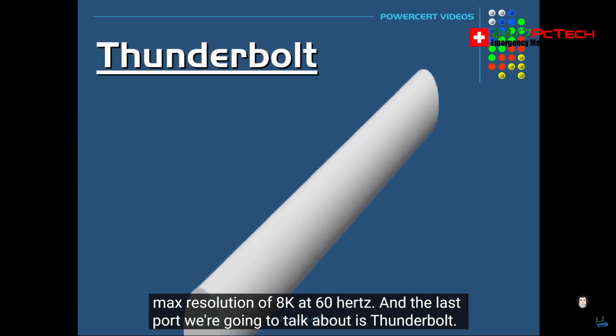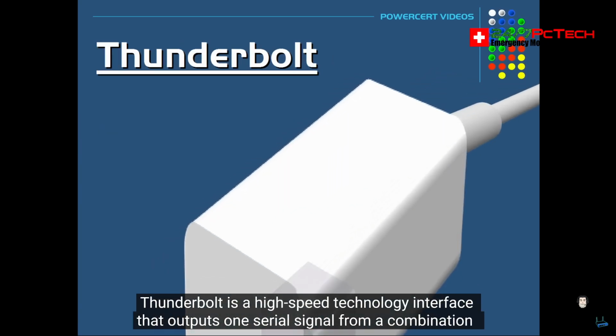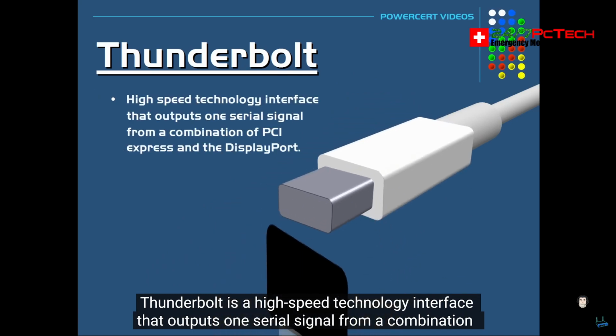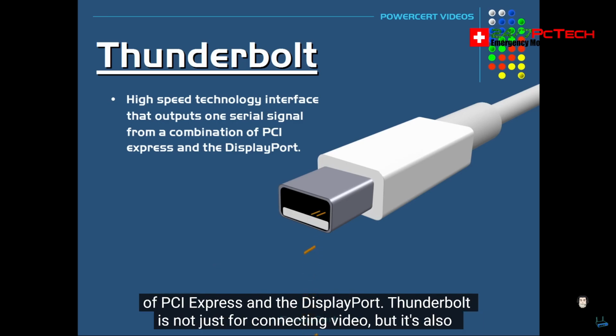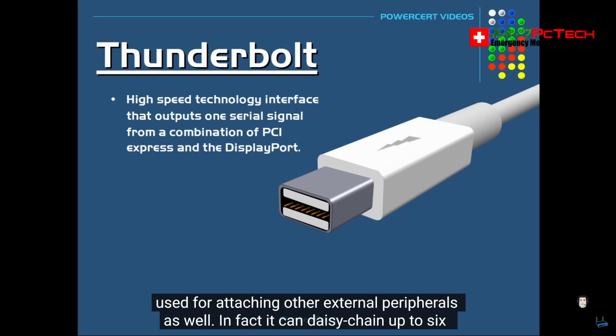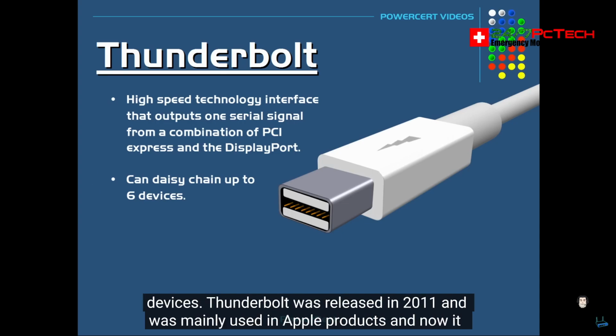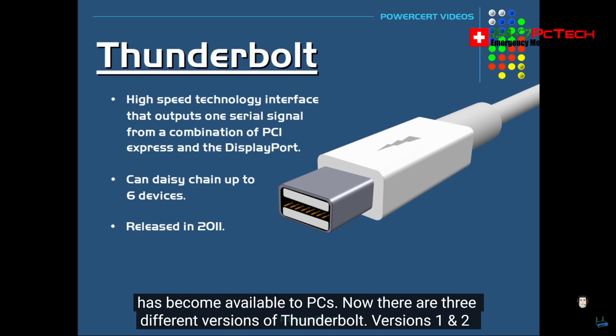And the last port we're going to talk about is Thunderbolt. Thunderbolt is a high-speed technology interface that outputs one serial signal from a combination of PCI Express and the DisplayPort. Thunderbolt is not just for connecting video, but it's also used for attaching other external peripherals as well. In fact, it can daisy chain up to 6 devices. Thunderbolt was released in 2011 and was mainly used in Apple products, and now it has become available to PCs.